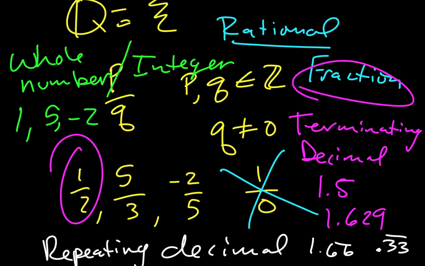So the 4 ways, once again: if we see a fraction, if we see a whole number or an integer, a terminating decimal, meaning a decimal that stops, or a repeating decimal, which is one that follows a pattern and goes on forever.